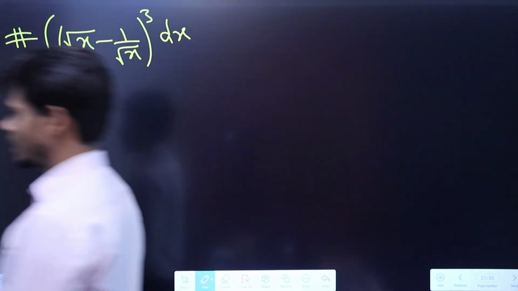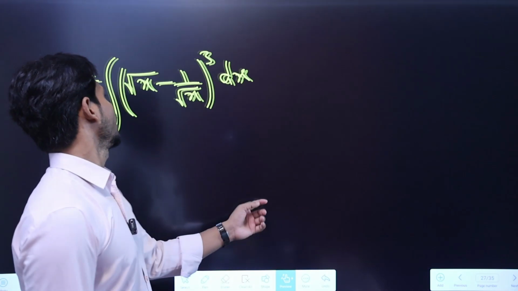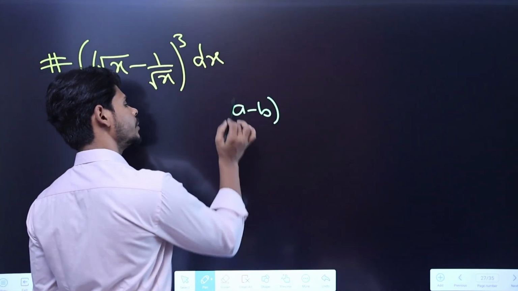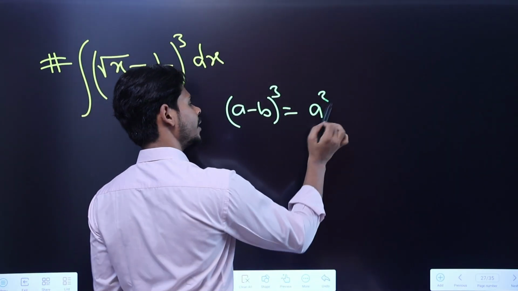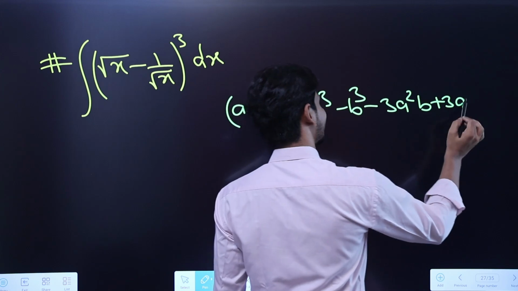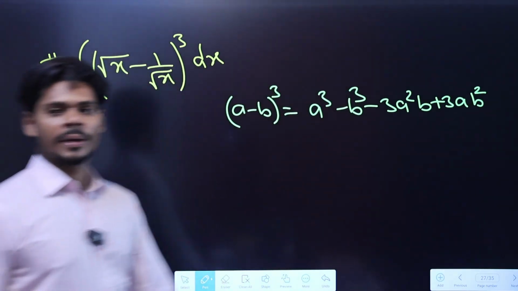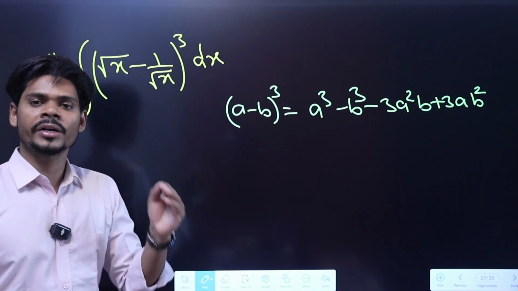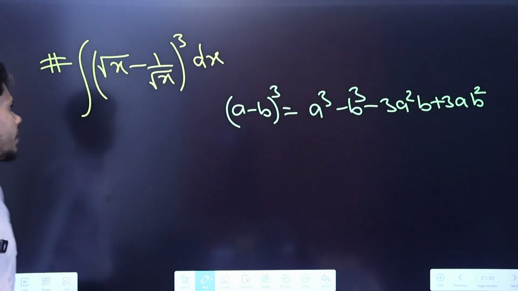Again we have the same type of question, and let me tell you, very easy question. Here we just need to apply the formula of a minus b to the whole cube, which is nothing but a cube minus b cube minus 3a square b plus 3ab square. Because we don't know the integral of a product, that's why I'm going to apply the formula over here to make them in addition or subtraction, right?